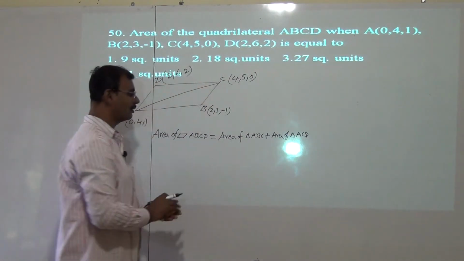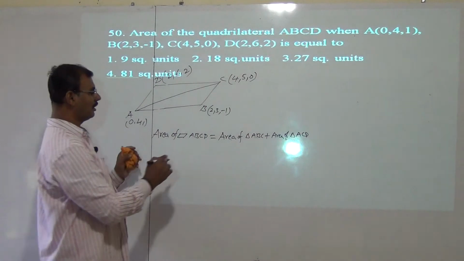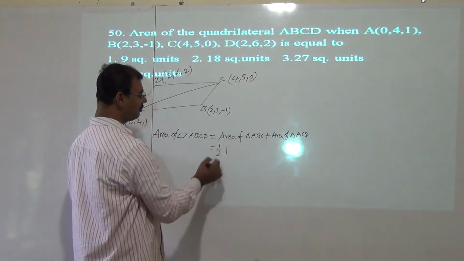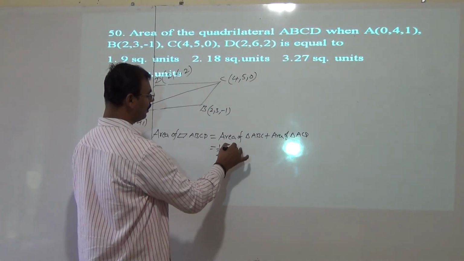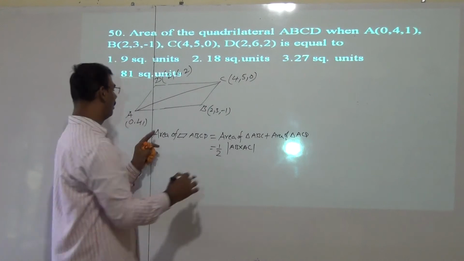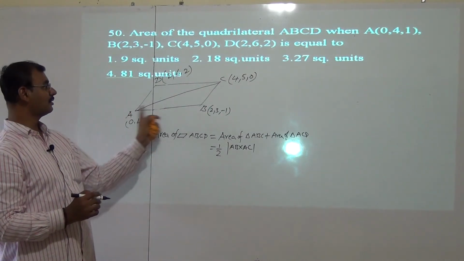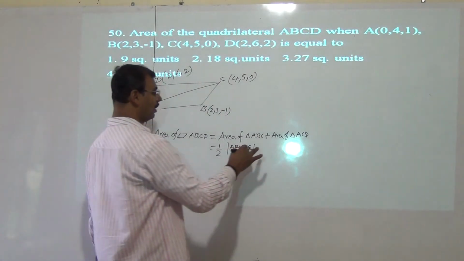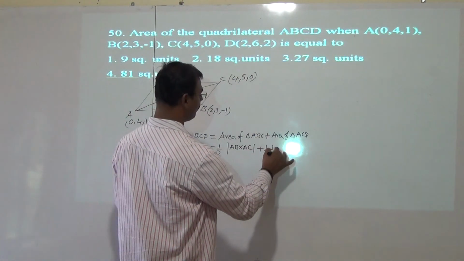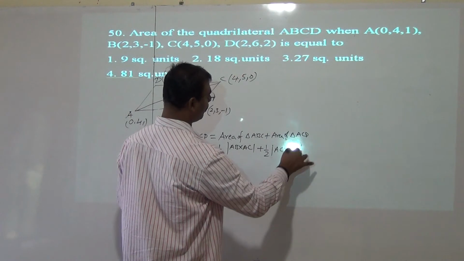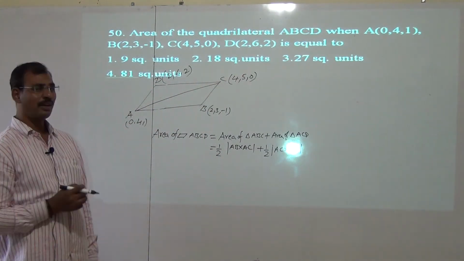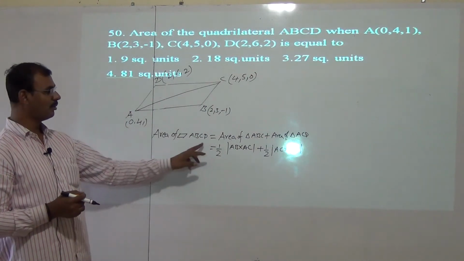ACD, is it correct? So this is nothing but, using the vector method, half into AB cross AC plus half into AC cross AD. So using the vector method, this is the formula. Without using the vector method, can you do it? Yes, we can do this problem.